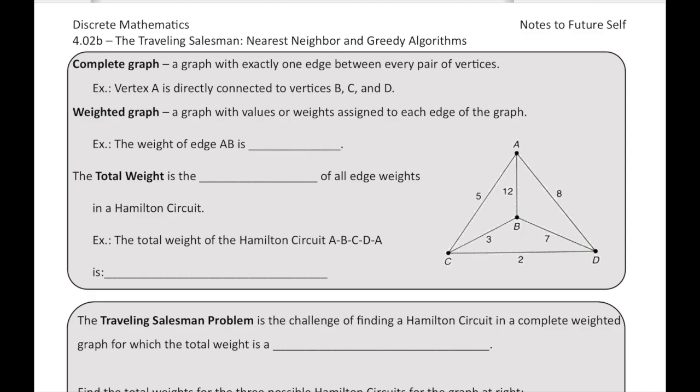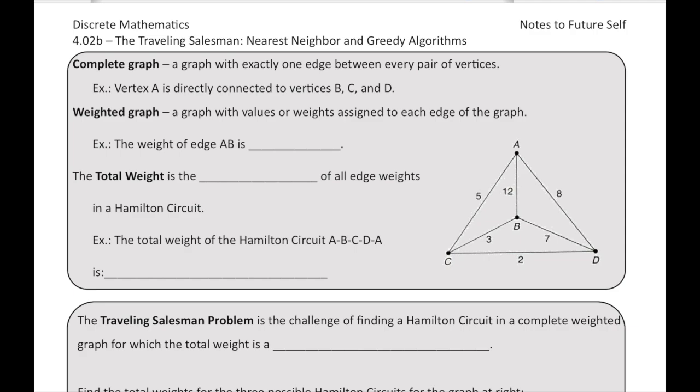So in this example, vertex A is connected to C, B, and D. Vertex C is connected to A, B, and D. Vertex B is connected to A, C, and D. And vertex D is connected to C, B, and A. So this is an example of a complete graph. Every vertex is connected to every other vertex.